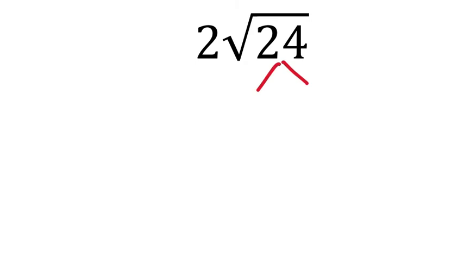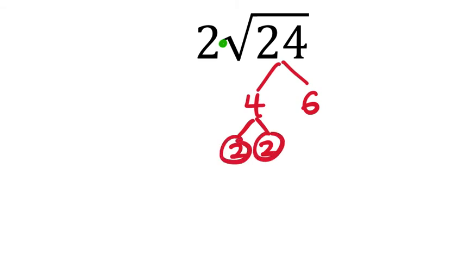Now, notice I'm not worried about the 2 right here, although you do need to remember that it is being multiplied by the square root. And I'm going to arrange these a little bit better. So that would be, for me, 4 times 6. Okay, and then 4 splits up into 2 times 2. Some of you may have used 12 and 2, and that's fine. And then 6 splits up into 2 times 3, right?